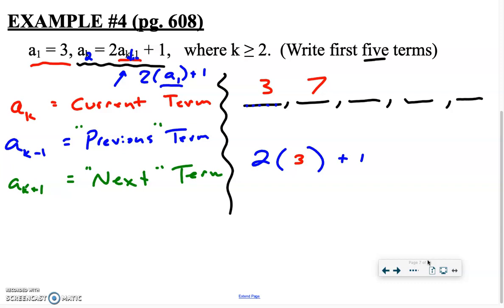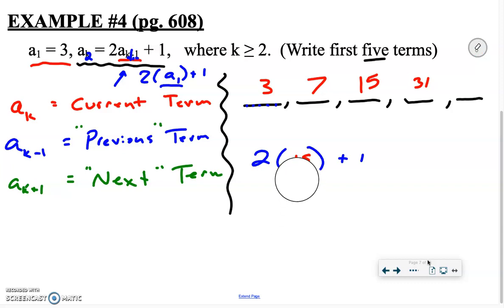All right, now everything shifts, sort of. Now my current term, what we're targeting here, is the third. The way that we're going to find the third term is to plug in the previous, or the second term, which we found to be 7. 2 times 7 is 14, plus 1 is 15. It changes again. Now we're finding our fourth term, which means that we better plug our third term in place, double it, and add 1. 2 times 15, 30, plus 1 is 31.